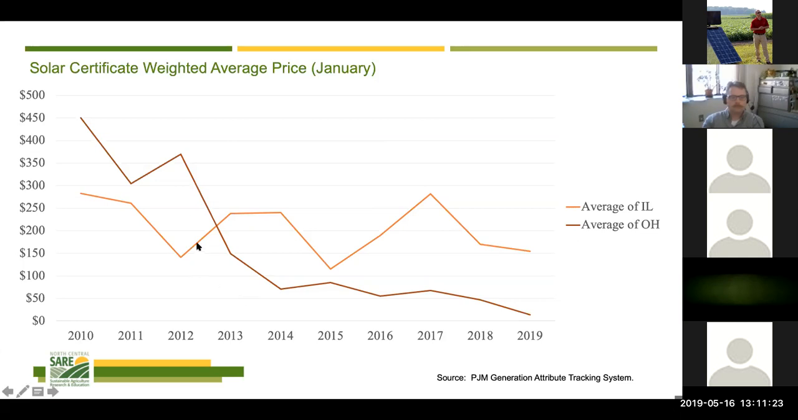Illinois is kind of unique. Illinois just implemented recently a block program with block pricing for SRECs. It's really holding the value or the price of their SRECs real high. So, looking at $150 per SREC compared to, say, $18 per SREC in Ohio.